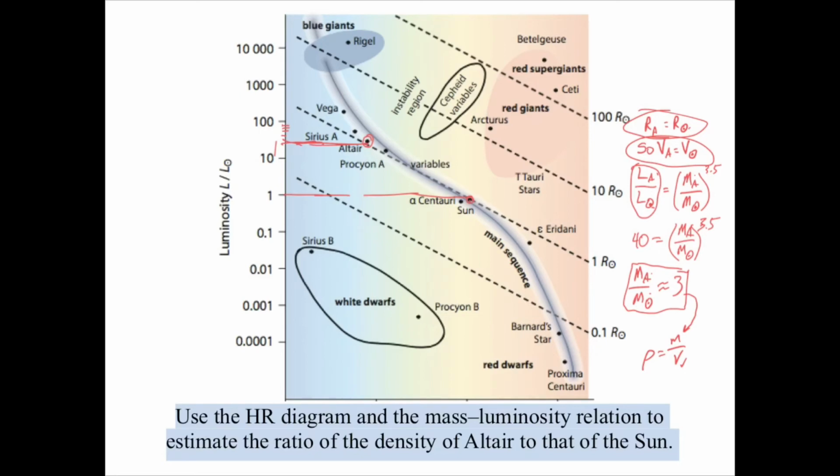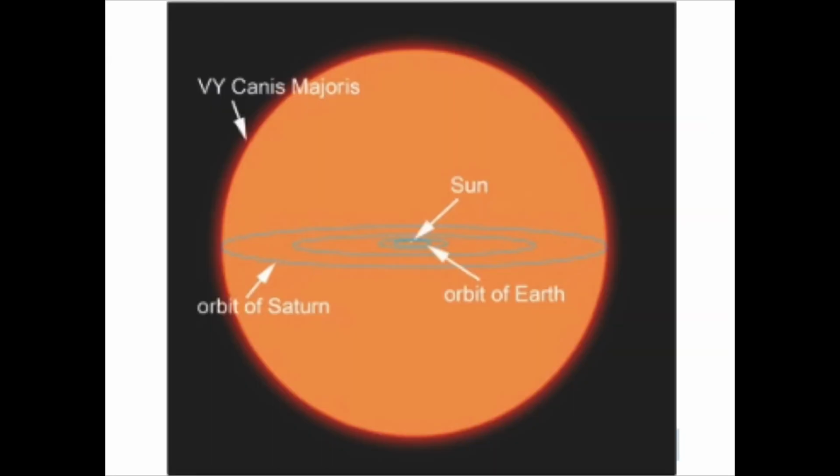Now, how big exactly is a supergiant? Well, we've talked in general about what a supergiant is and what it looks like. Here's a visual idea. This is VY Canis Majoris, which is a red supergiant. Notice that this star takes up our whole solar system, all the way out to Saturn. Okay, it doesn't include anything outside of that.